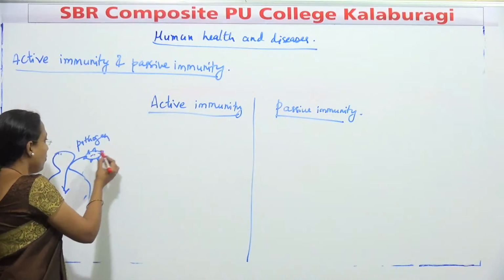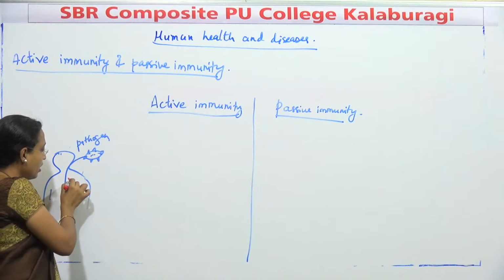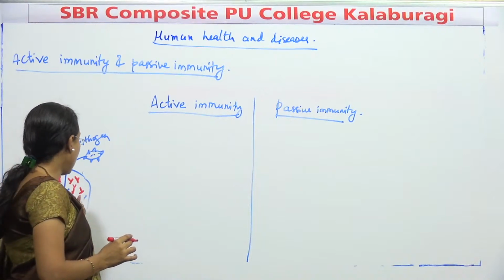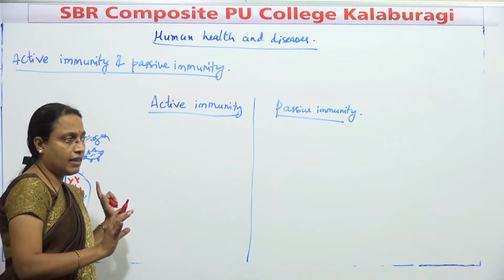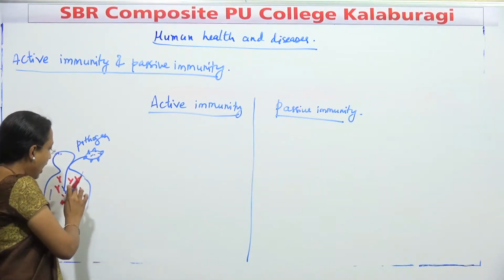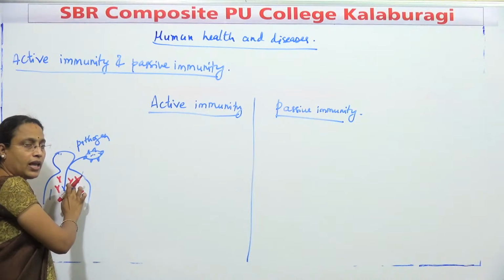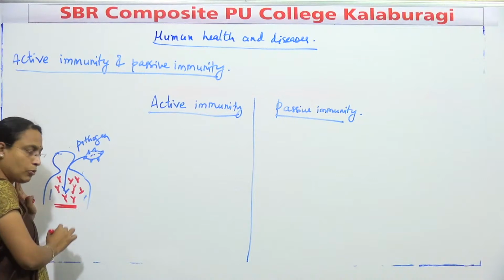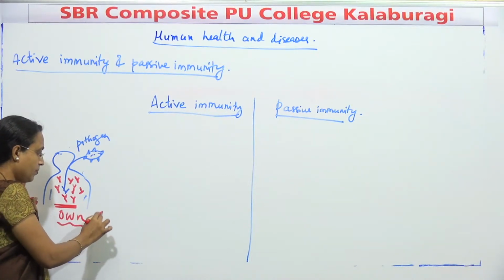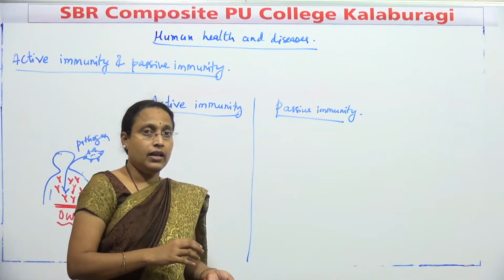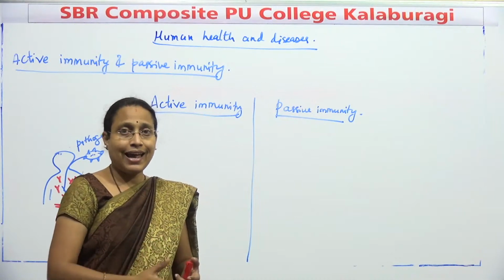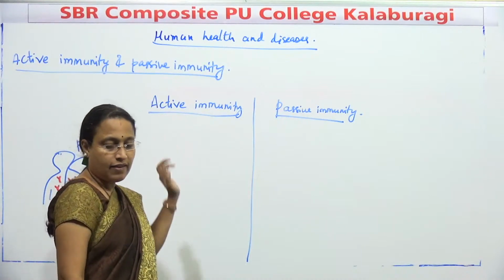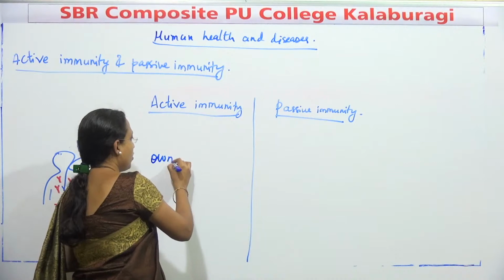Here, when a pathogen enters the human body, the human body will start producing Y-shaped molecules. These Y-shaped molecules are called antibodies. Now we are not considering whether it is a first time entry, second time entry, or subsequent entry. You are only seeing where the antibodies are produced. As you can see, the pathogen has entered this person, and it is this person who has produced the antibody. That means it is his own antibody. Suppose a pathogen enters your body also, and your body produces antibody, it will be your own antibody. In that case, it will be active immunity. This itself is the first difference: in active immunity, own antibodies are produced.